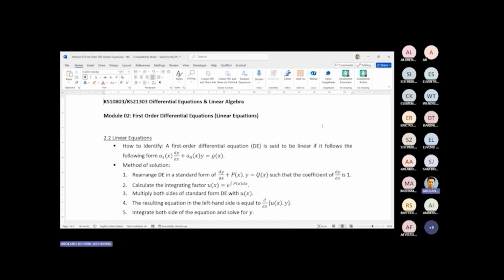So today we are going to look at the linear equation method. I hope you are ready for this. So we start with the steps of how to do this.